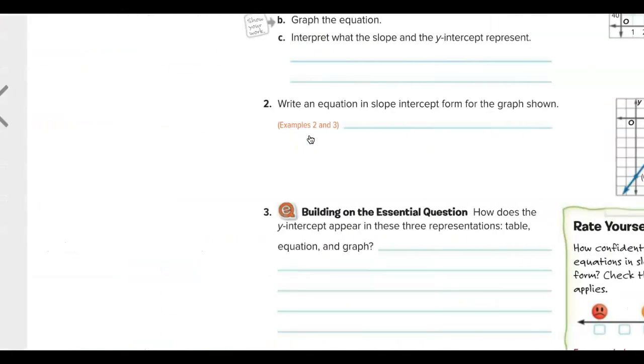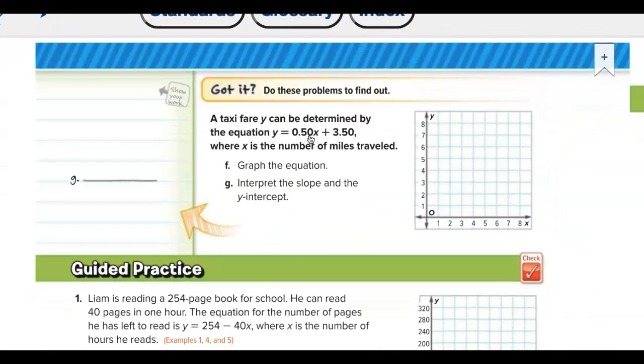Go over to the next page and try got it. F and G. Carter, what does step 1 say? Plot the y-intercept. Gracie, what is my y-intercept? 3.50. Okay, some of you were like, yeah, but that's not exactly. So what is 3.50? 3.5. So where do I go on the y-axis? In between 3 and 4. Put a dot. Okay, that's your starting point.